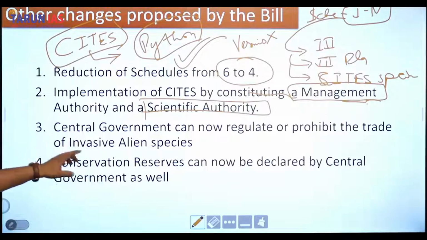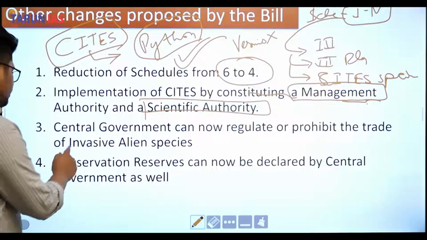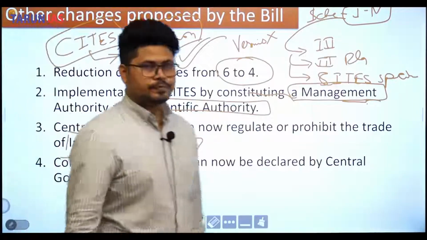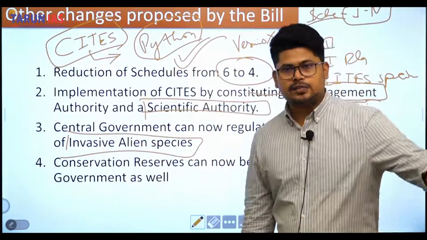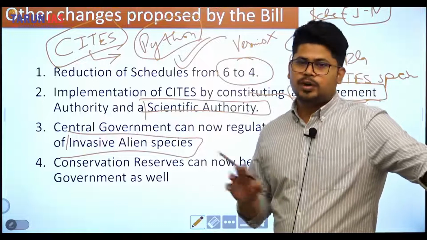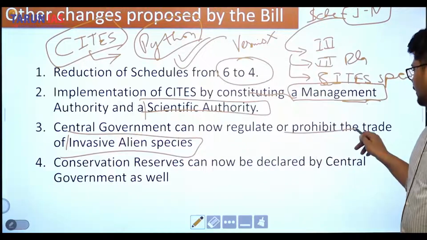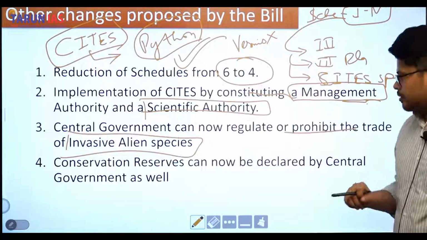Now the third point is that the central government can now regulate or prohibit trade of invasive alien species. This was not present in the earlier Wildlife Protection Act. Now it has been added that for any invasive alien species, the transboundary movement can be regulated. It can prohibit the trade, and not only trade but also the growing of such species.